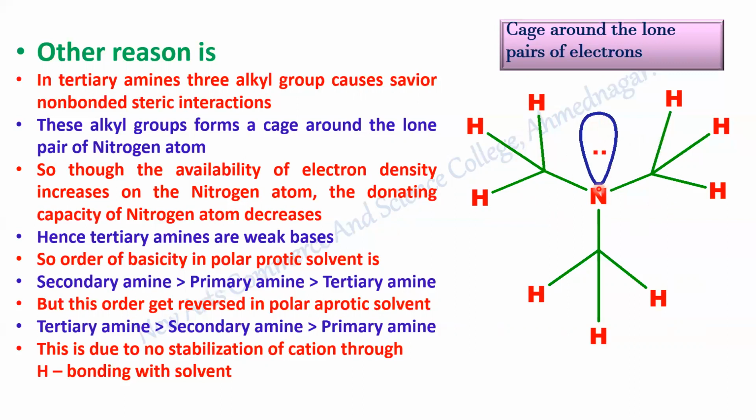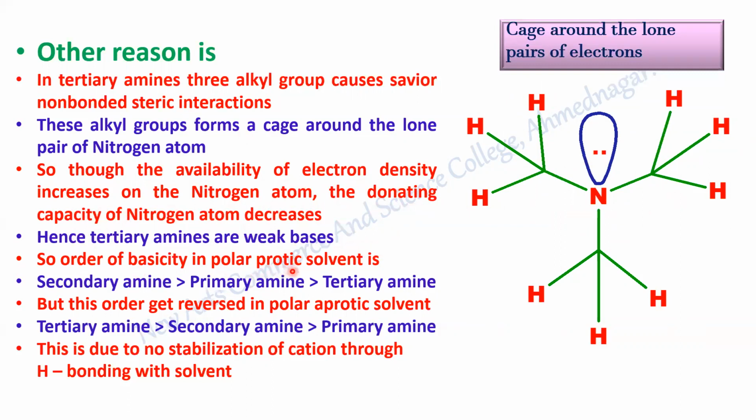As this lone pair of electrons is in the cage, though the methyl group increases the electron density on this nitrogen, at the same time these three bulky alkyl groups form a cage for the lone pair of electrons present on nitrogen. So not the availability, again the capacity of donation decreases. The reason behind it is that this lone pair of electrons is in the cage. So though the availability of electron density increases on the nitrogen atom, the donating capacity of the nitrogen atom decreases. Hence tertiary amines are weak bases.